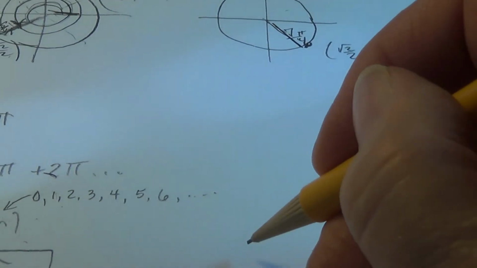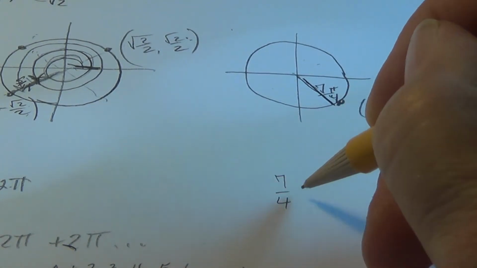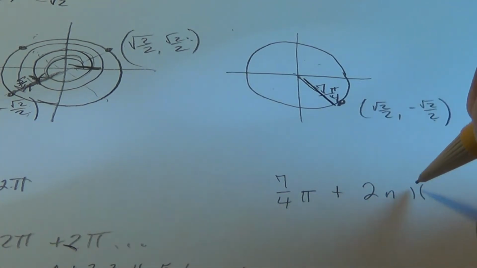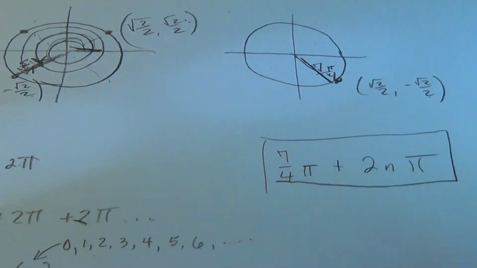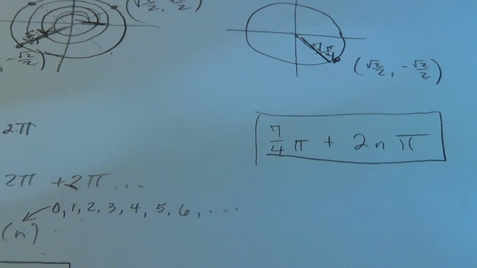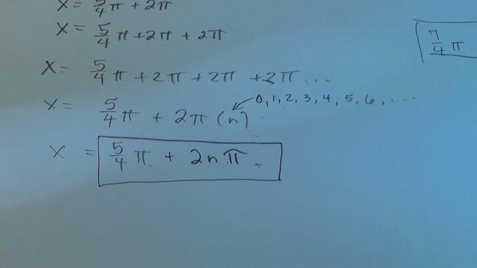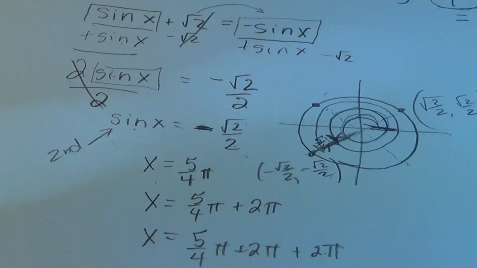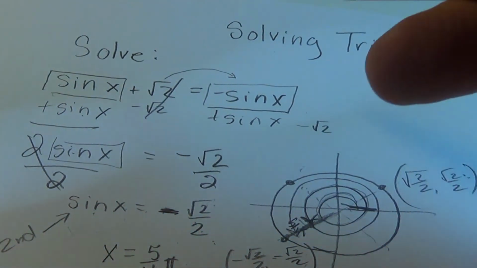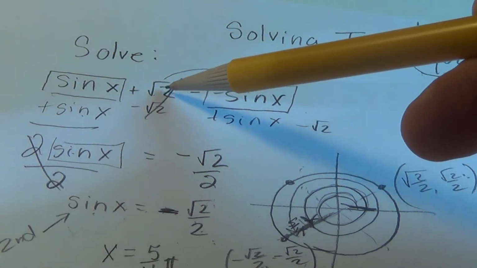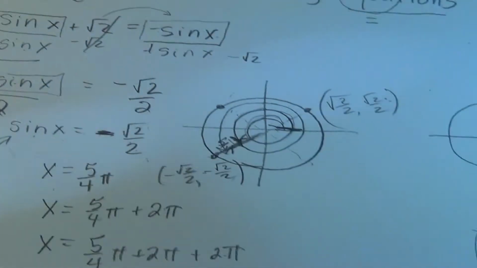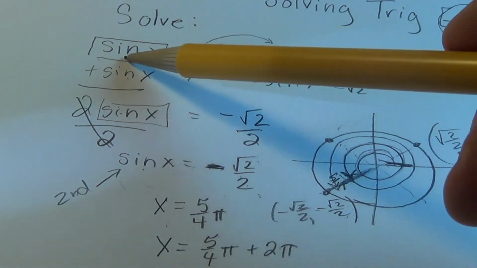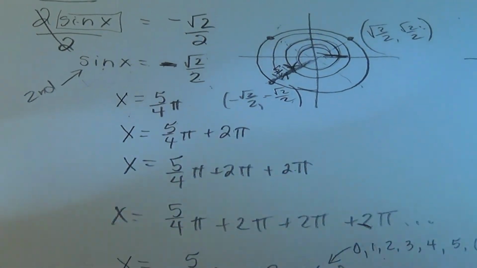So we could do the same thing. 7/4 pi, and we could spin around indefinitely to n pi. All right, so if you wrote 2 pi n, I couldn't mark it wrong, but this is the conventional way of writing it. So we have completed our first trig equation. Yay! So we solved the original equation, sine x plus square root of 2 equals negative sine x. If we were to put any of these values into that equation for x, we would get a true statement.